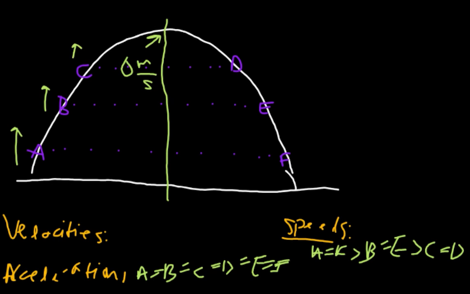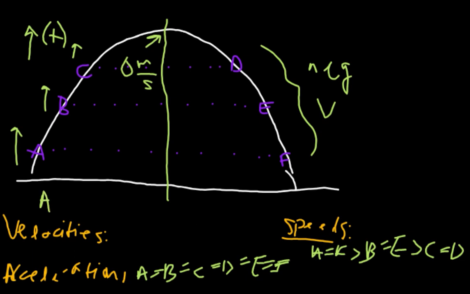Now, moving on to velocity. Let's call upward our positive direction, right? So that means that points A, B, and C must all have a greater velocity than D, E, and F, because all of these points have a negative velocity. And looking at these arrows, we can tell that A is moving faster than B, is moving faster than C.